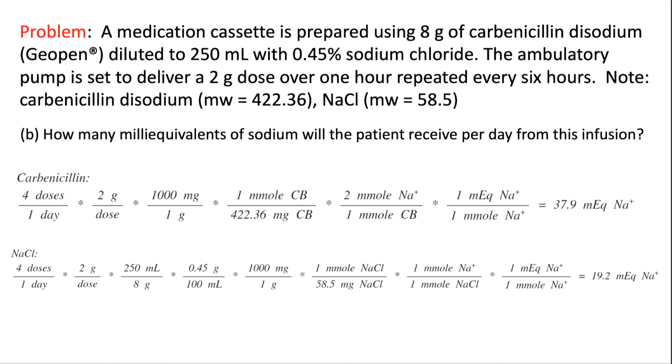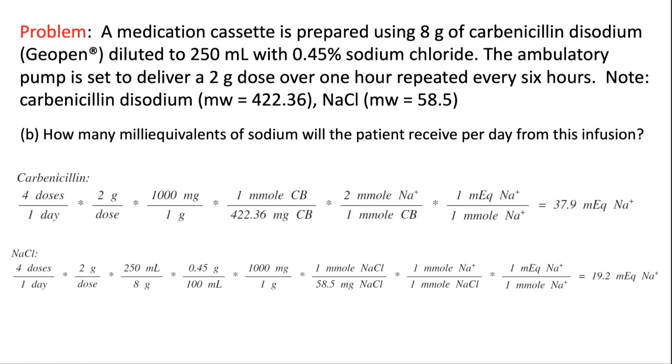I want millimoles of just sodium, and since there's 1 sodium ion for every 1 sodium chloride molecule, I multiply by 1 millimole of sodium over 1 millimole of the sodium chloride. And then lastly, convert that to milliequivalents. Since the valence of sodium is 1, there would be times 1 milliequivalent of sodium for every 1 millimole of sodium. Doing the math left to right, my final answer would be 19.2, and my units milliequivalents of sodium.